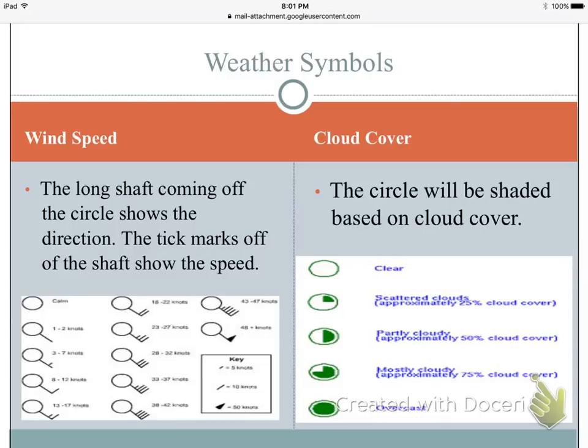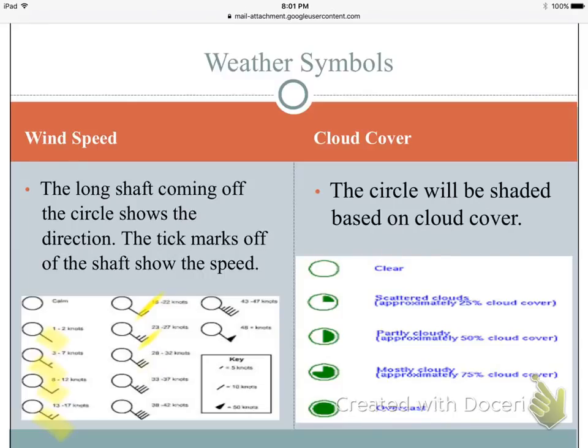For wind speed, you have these circles with shafts coming off of them. The circle is going to show cloud cover, and the shaft, the long shaft that comes off of it, is going to point in a specific direction that the wind's blowing. So I'm going to highlight what I'm talking about. These long shafts right here show the direction that the wind's blowing, and then the little itty bitty tick marks coming off of it represent how fast the wind is blowing.